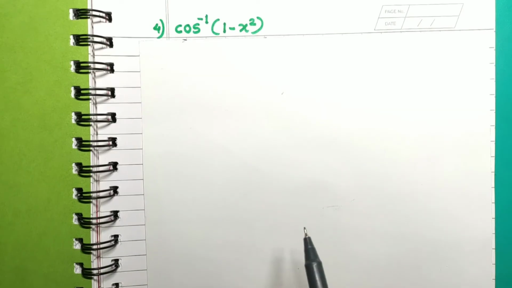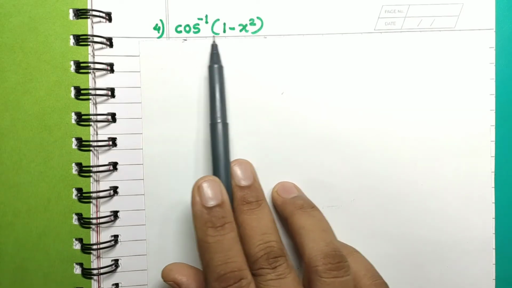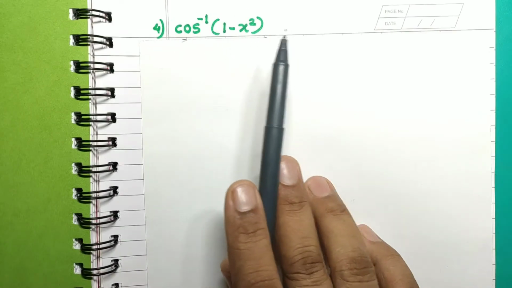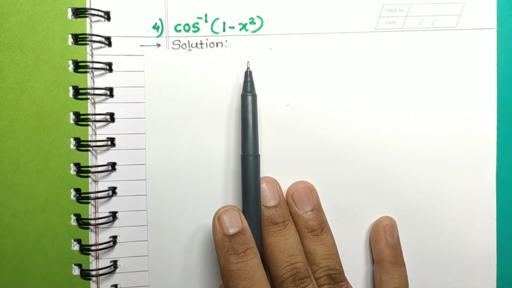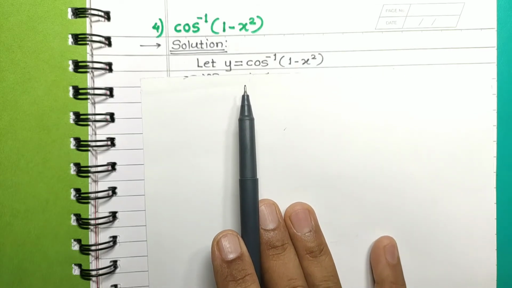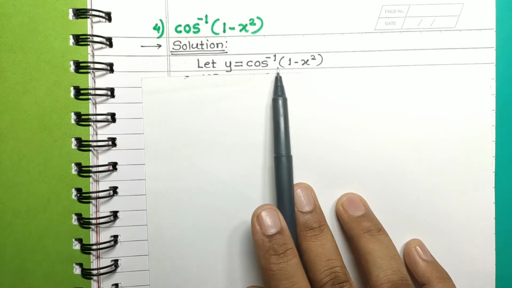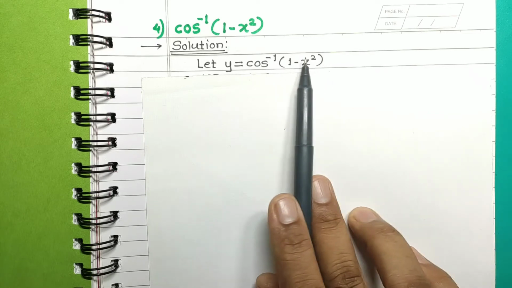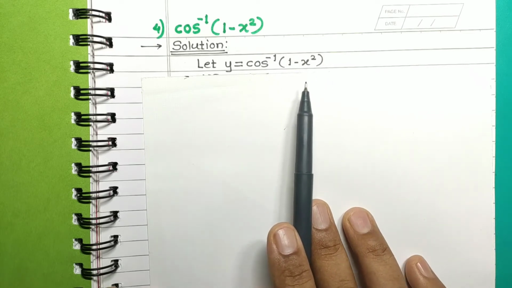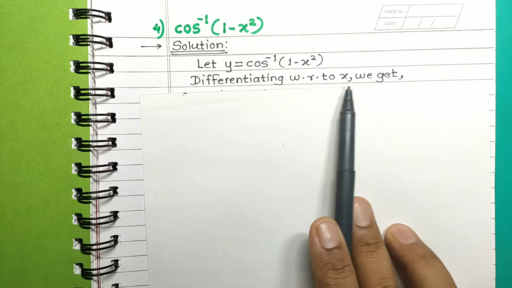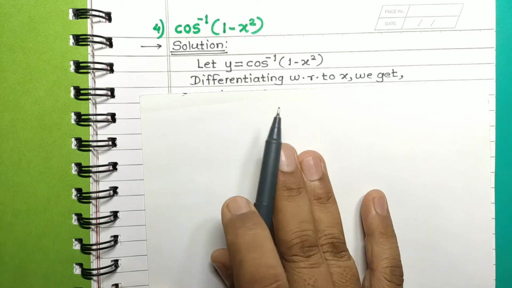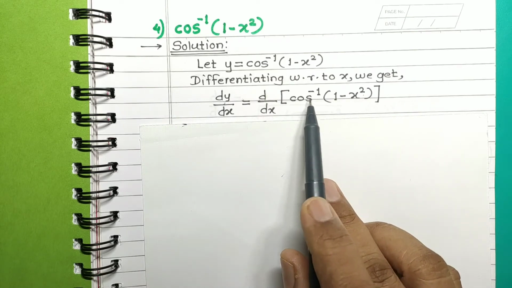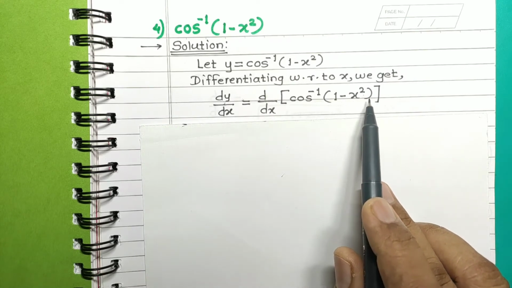Then next example is cos inverse of 1 minus x square. We have to find out derivative of this function. So in the solution, you write down the given function, let it be y. So we have y is equal to cos inverse of 1 minus x square. We have to differentiate this function with respect to x. So differentiating with respect to x, we get, see, dy by dx is equal to d by dx of cos inverse of 1 minus x square.